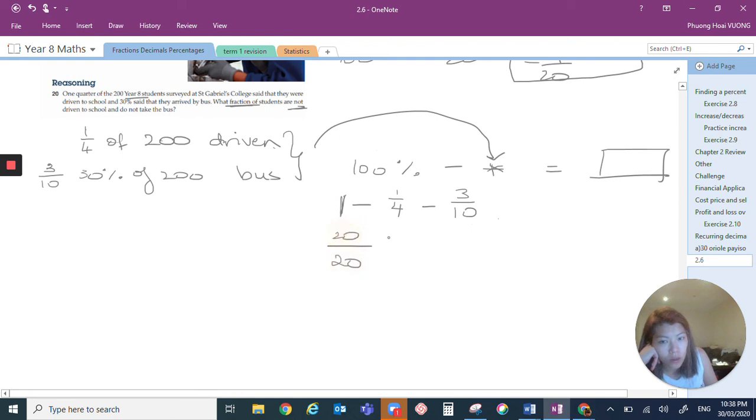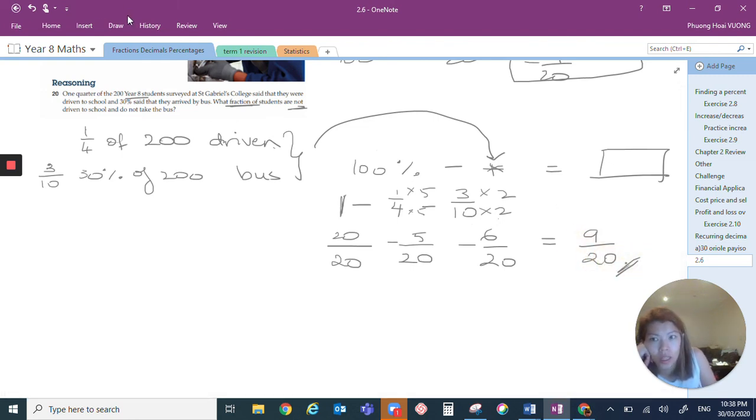So 20 out of 20 minus 4 times 5, 5 out of 20, minus 10 times 2, 6 over 20. We have 20 minus 5 is 15. 15 minus 6 is 9 over 20. That's the quickest way to think about this.